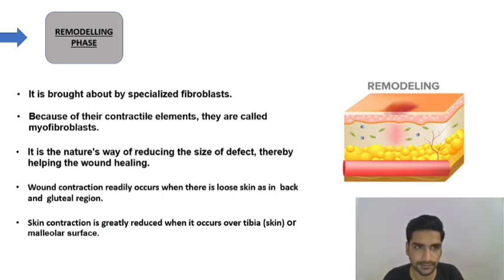I have already completed this point. Okay, so now remodeling phase, what is going to happen? There will be the role of fibroblasts which have their contractile elements called myofibroblasts, and these myofibroblasts are going to contract the wound so that the size of the wound is decreased. So now we have completed 3 phases, right?